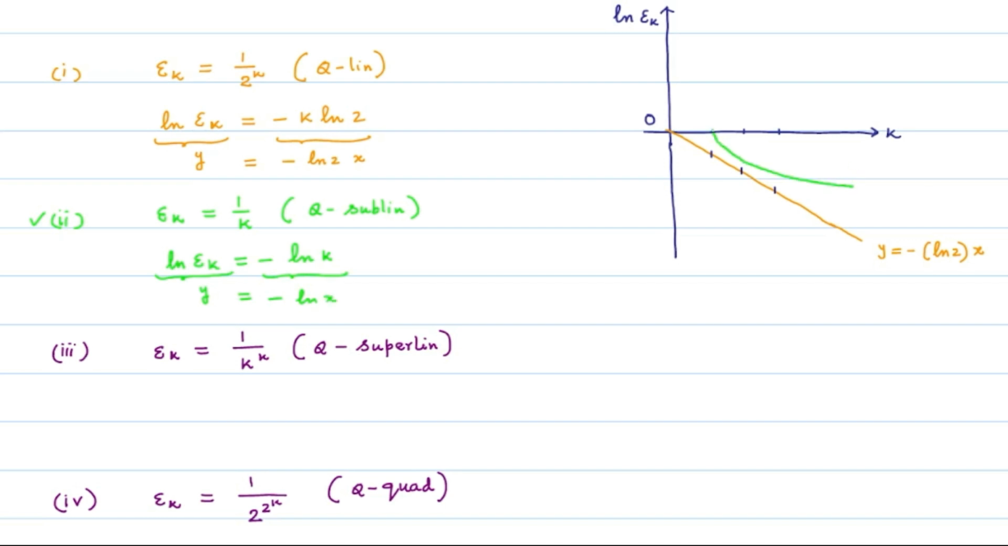At k is equal to 1, the sequence ln epsilon k takes a value 0. At k equals to 2, the sequence takes this value. At k is equal to 3, the sequence takes up this value, and so on. Note that this green curve lies above the line y is equal to minus ln 2x.